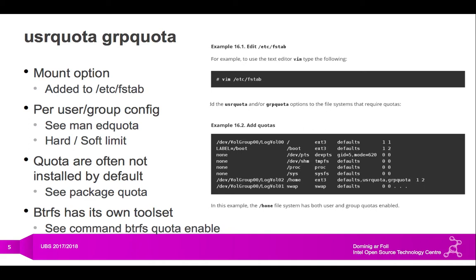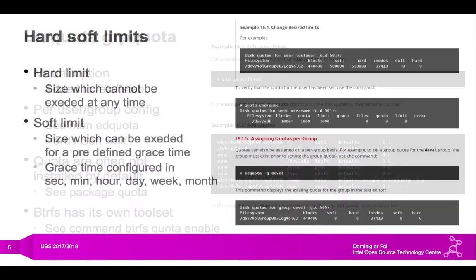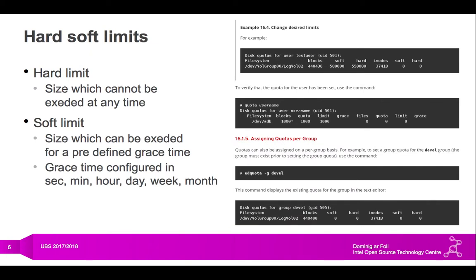Because quota, we'll see later, is quite an old tool, and in one way cgroup is doing so much better that it's not used that often. So you have to install a package most of the time, most of this tool called quota. As I've said, BTRFS has its own toolset, and you have to look at the btrfs quota enable mode to see what features are available. This done, you're going to be able to set up some hard and some soft limits.